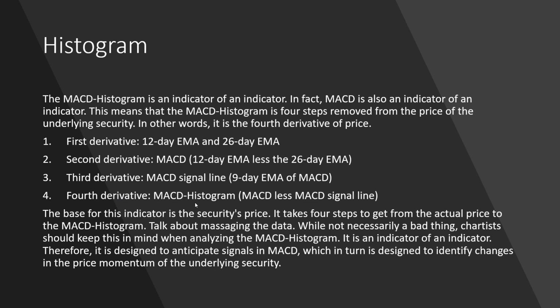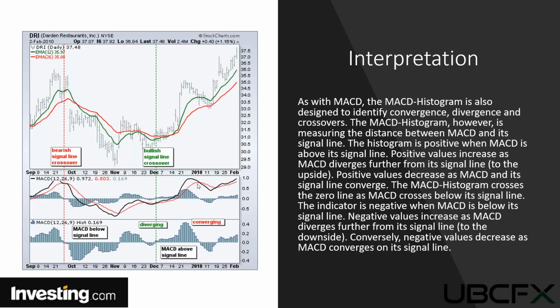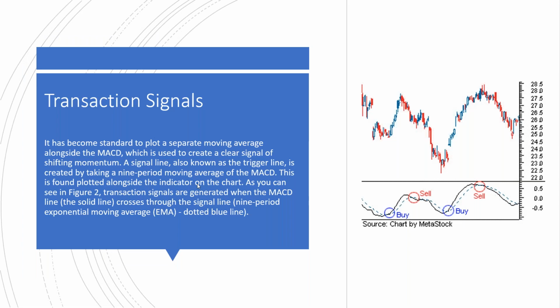So the base of this indicator is the security's price. It takes 4 steps to get from the actual price to the MACD histogram. So that's a great deal of massaging data. While not necessarily a bad thing, chartists should keep this in mind when analyzing the MACD histogram. It's an indicator of an indicator. Therefore, it is designed to anticipate signals in MACD, which in turn is designed to identify changes in the price momentum of the underlying security. So the first thing we get from MACD are transaction signals that cross over to the buy and the sell.